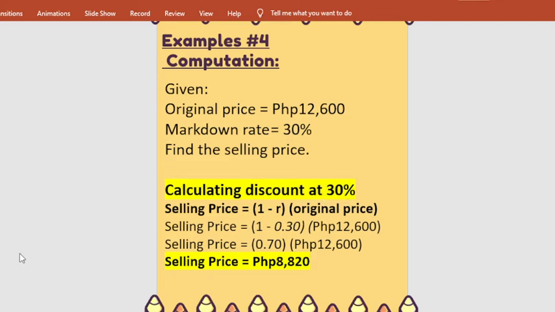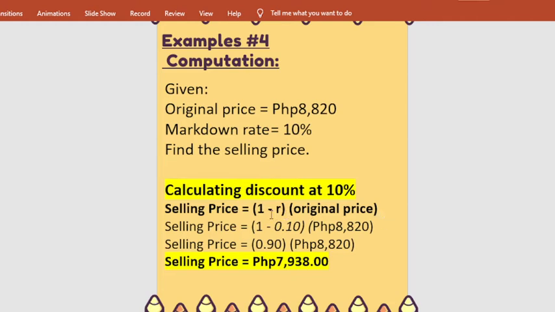Meron pa siyang another discount na 10%. Diba? Nagkaroon siya na additional. Ngayon, ang magiging original price na is 8,820. So, yun na yung original price na gagamitin natin for the second discount na binigay na 10%. So, markdown rate is equal to 10%. We have to find the selling price. So, in computing the discount at 10%, we have to, again, use the markdown equation, which is the selling price is equal to 1 minus R or rate times the original price.